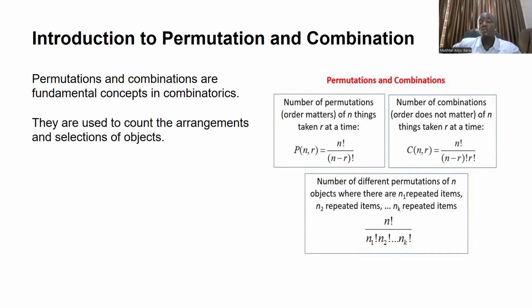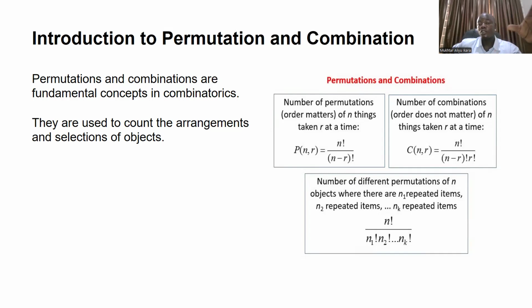And then we also have the number of combinations. In the case of permutation, the order of the arrangement of the objects matters, while in the case of combination, order does not matter. Here you have N, the number of the objects, and R, the number of the objects taken at a time. That is why we have capital C to indicate combination.